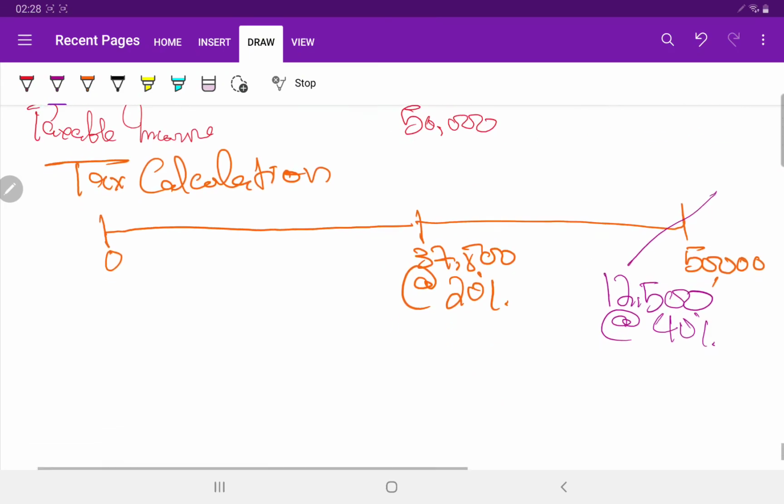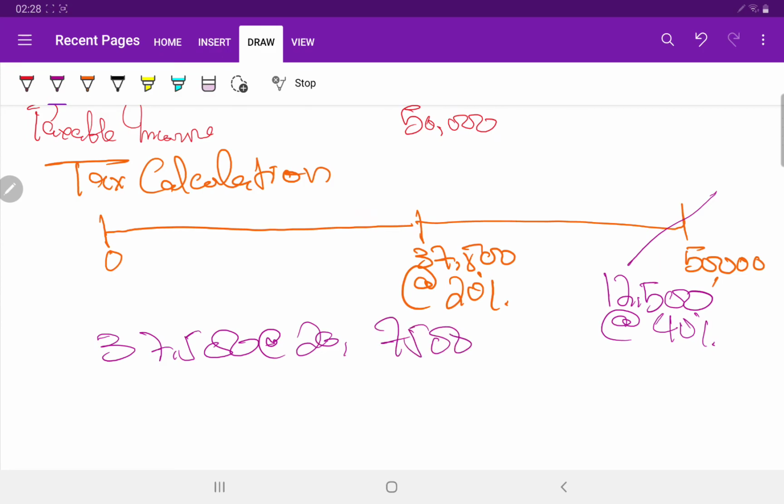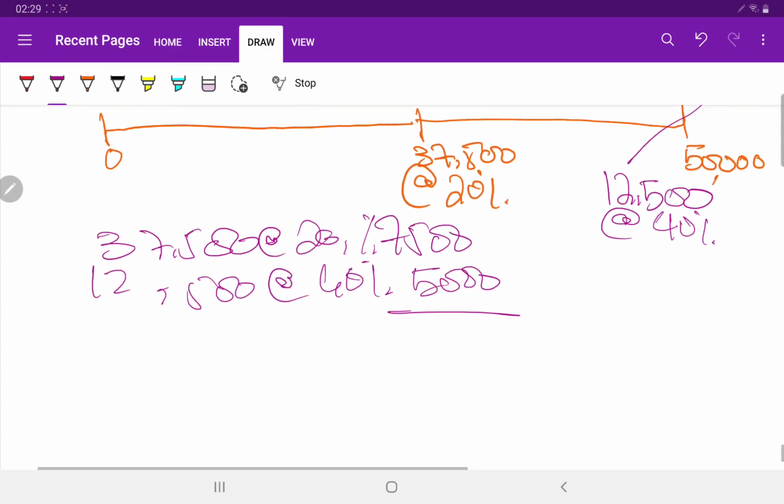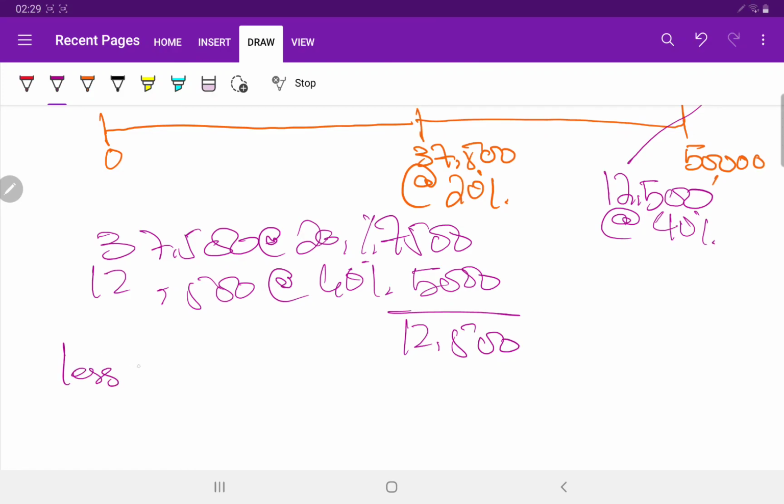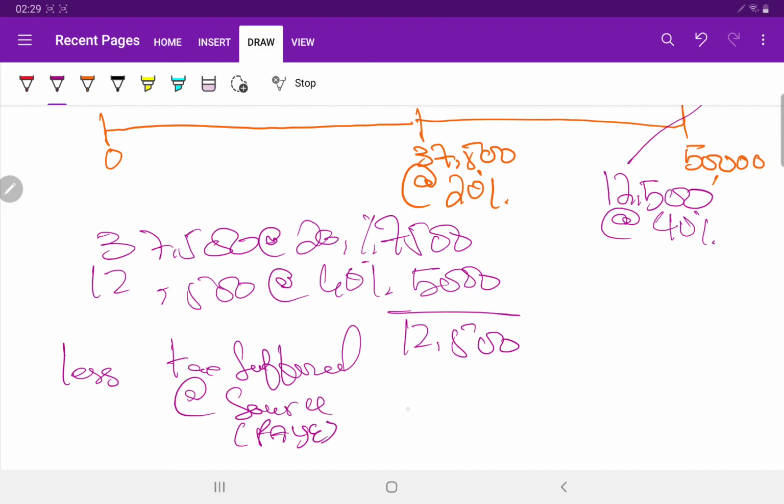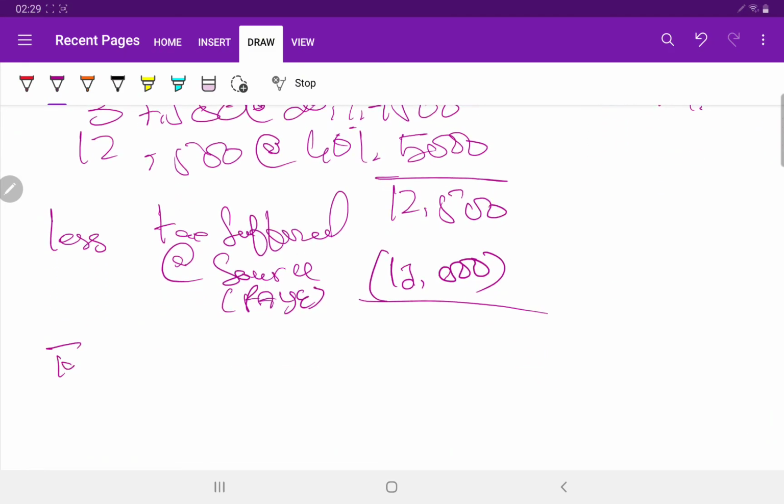37,500 into 20%, what will I get? 7,500. And for 12,500 at 40%, I'll get 5,000. Total 12,500. Less PAYE, tax suffered at source, which was 12,000. How much will we get as tax payable? 500 is our answer. I hope you get it. See you in the next session.